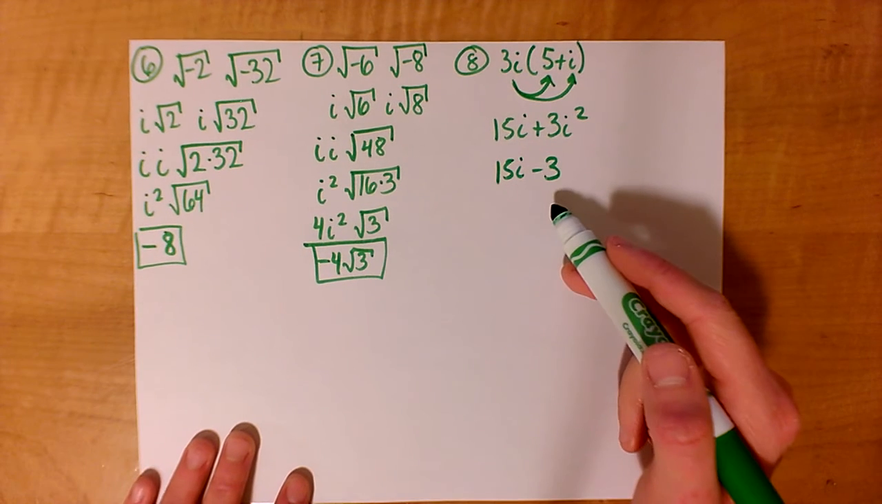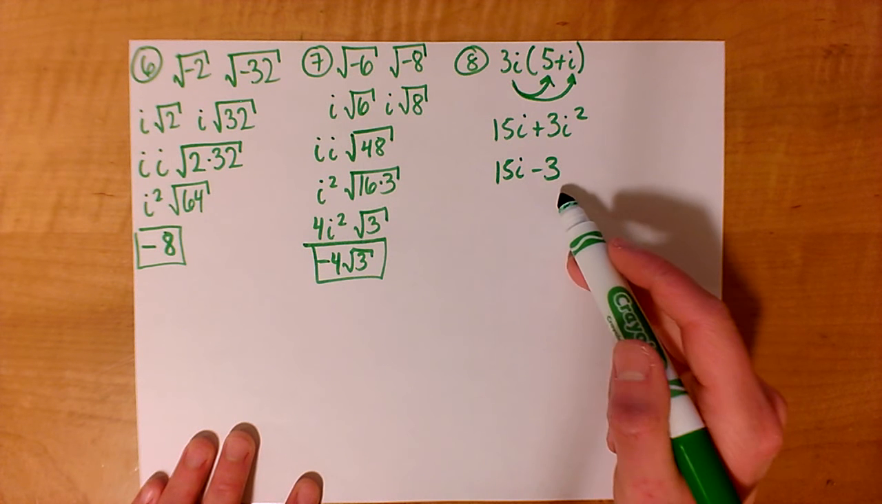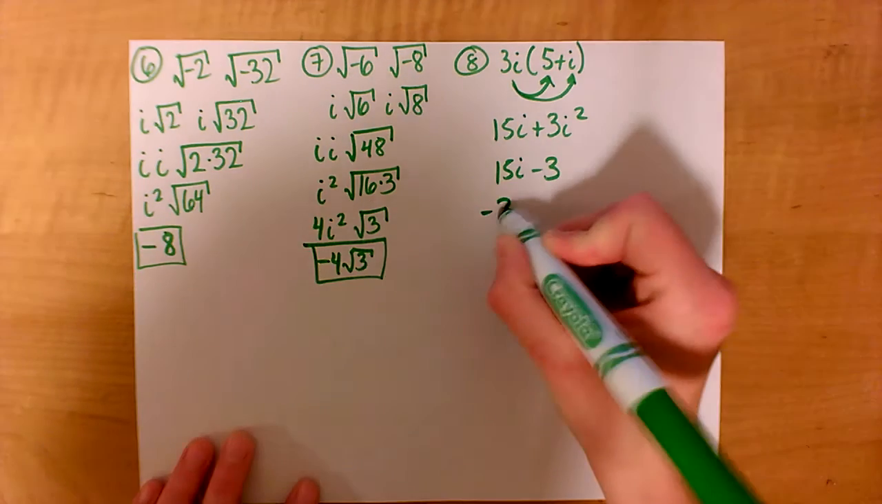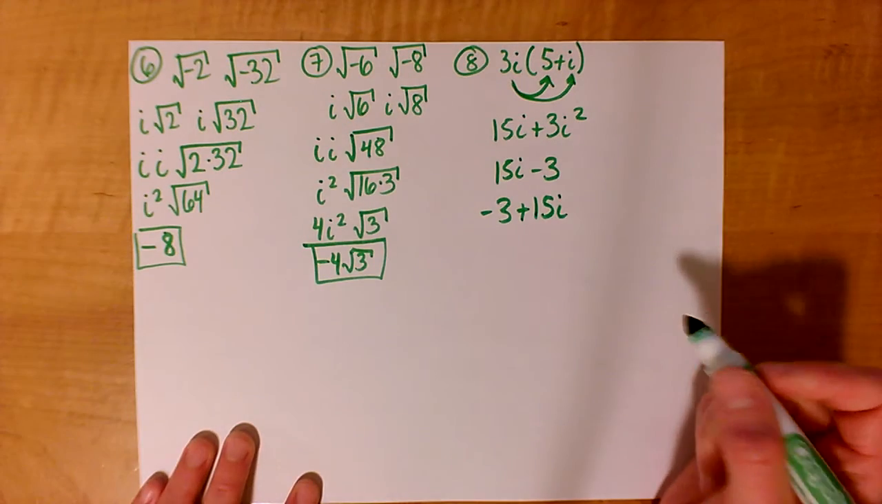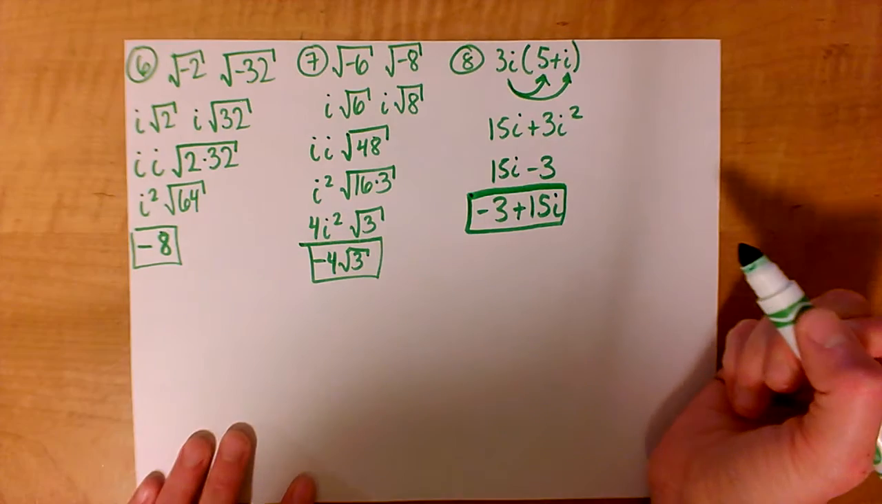And you can leave your answer like that. You would get full credit for that. But when we have complex numbers that include imaginary parts and real parts, we really prefer to put the real part first. So a better way, maybe a more sophisticated way to write it, is to put your real part first and to rewrite this as negative 3 plus 15i.